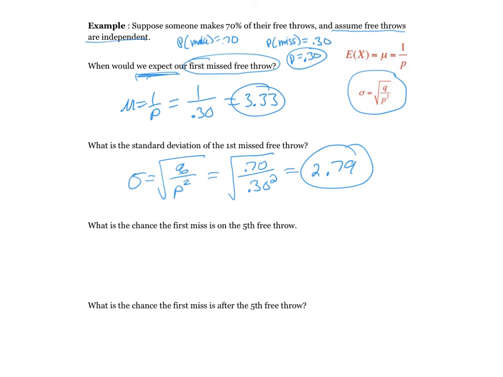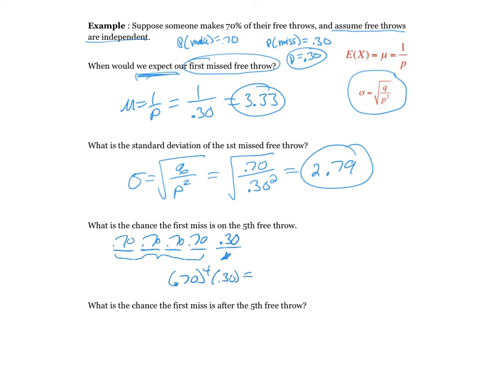The next question is, what's the chance the first miss is on the 5th free throw? So if your first miss happens on number 5, that means that's the 30% chance. So that means I had to make it on the first 4. The chance of making it was 70% each time, right? So if you want to do it, it would be 70% to the 4th times 30%.